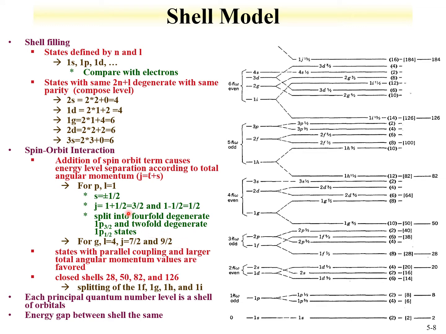And this is split into a fourfold degenerate, for instance, in this case, a 1p 3/2, which is shown here, or a twofold degenerate 1p 1/2. And when we say a fourfold degenerate p 3/2, it means I can put 4 nucleons into that state.